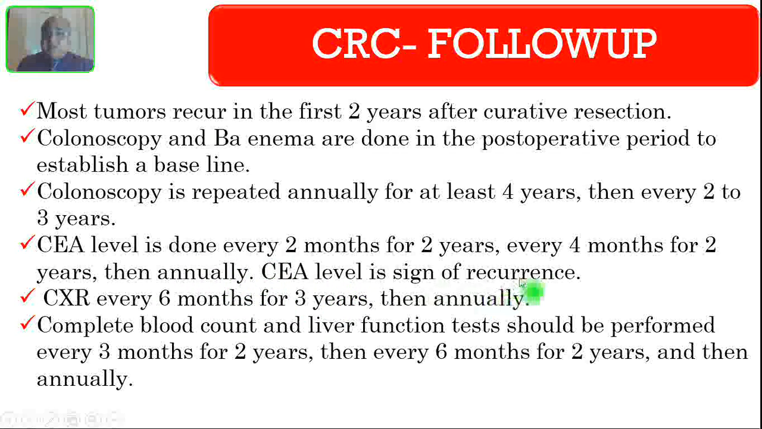CEA level is a sign of recurrence. If it is abnormally elevated, you have to suspect some recurrence. You must do chest X-ray also every 6 months for the first 3 years. Then you have to do it annually. You must also do complete blood count, liver function test, and both should be done every 3 months for the first 2 years, then every 6 months for the next 2 years, and then you should do it annually.